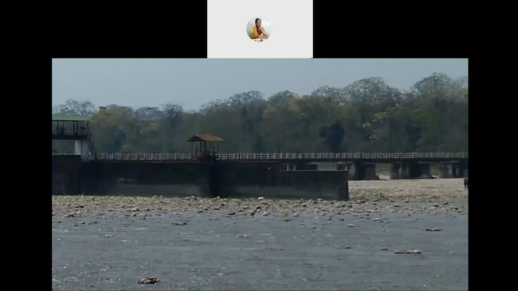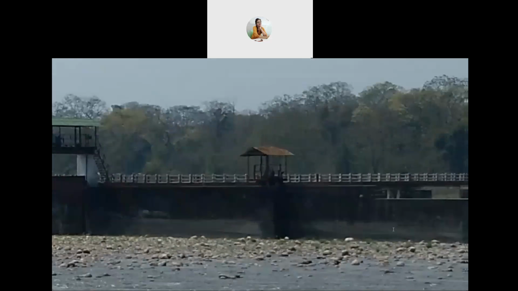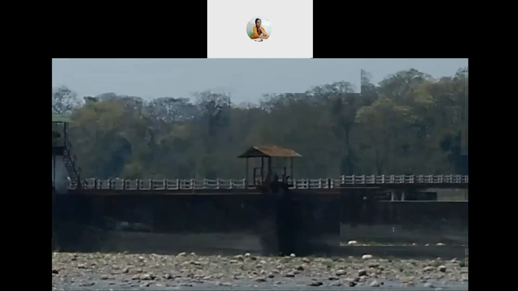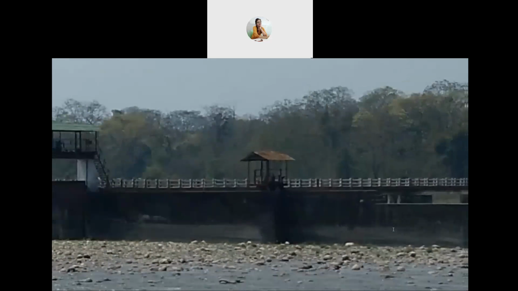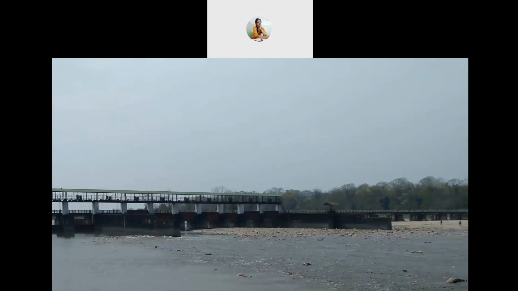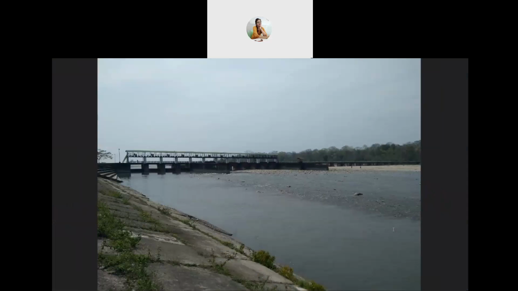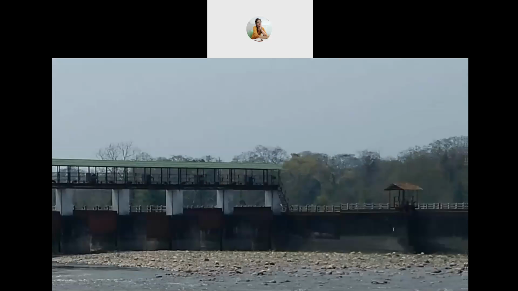This fish ladder has another wall on the other side, which is not visible from here, and it also has a small gate. That means the fish ladder is not always open. Only when it is needed is the fish ladder opened for some time. So up to this point there are some gates, and there is another additional gate in the fish ladder.